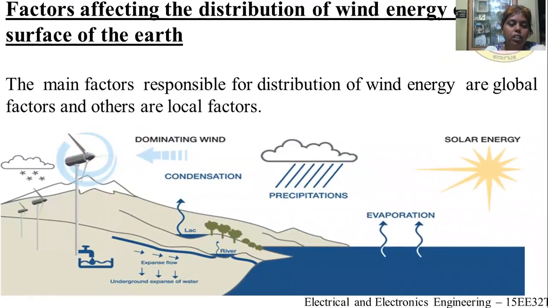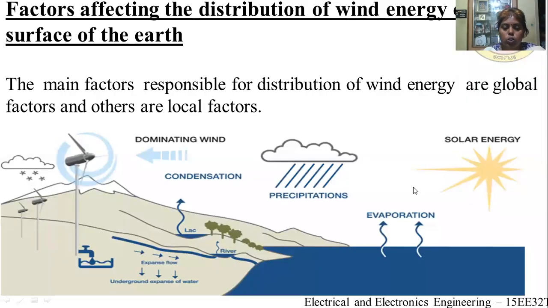The next topic is the factors affecting the distribution of wind energy on the surface of the earth. So, what are all the factors that affect the wind energy on the surface of the earth? There are so many factors which will affect the wind energy. The main factors responsible for the distribution of the wind energy are global factors and others are local factors.